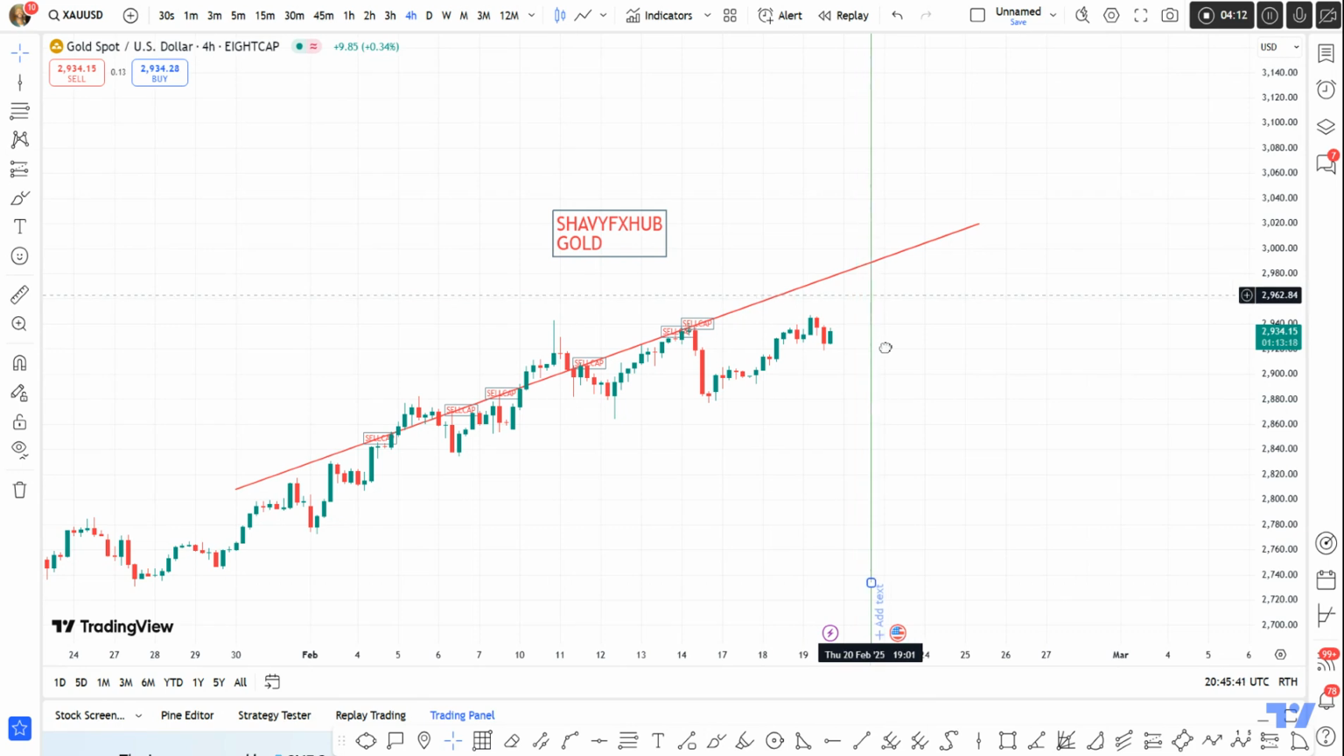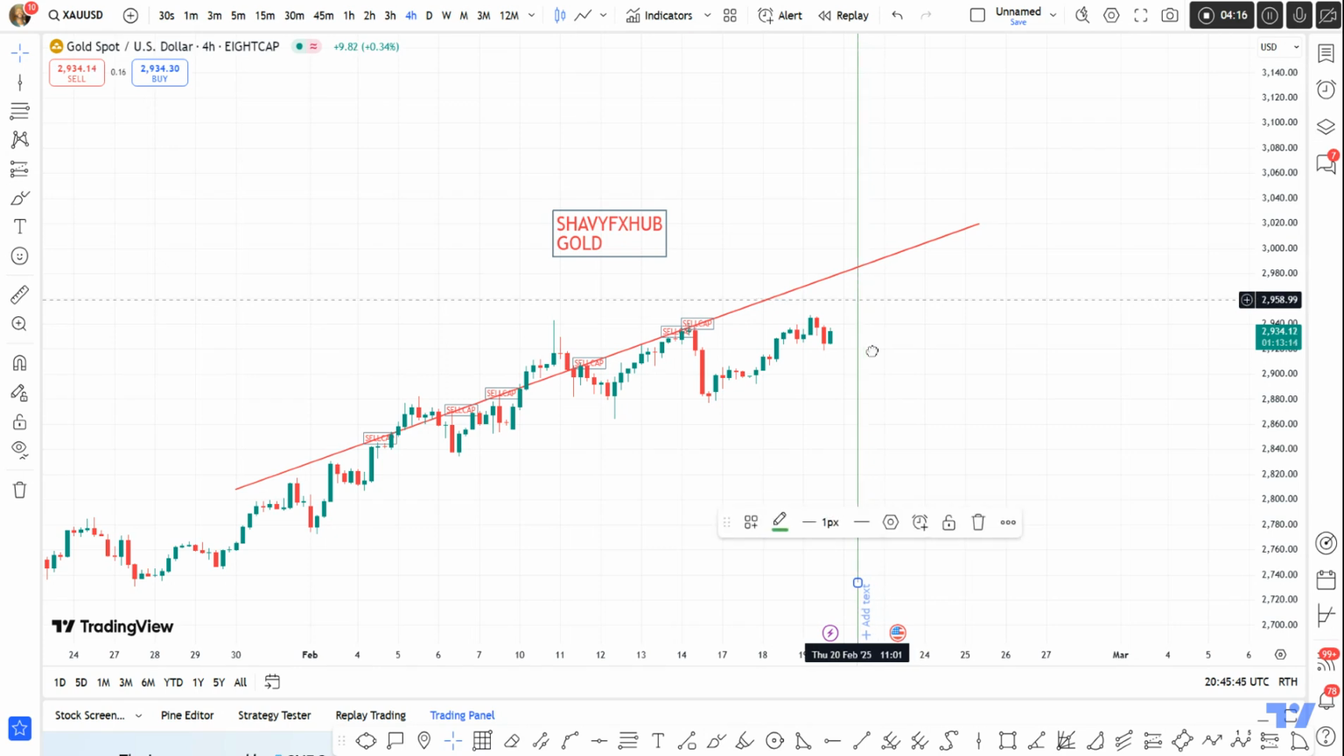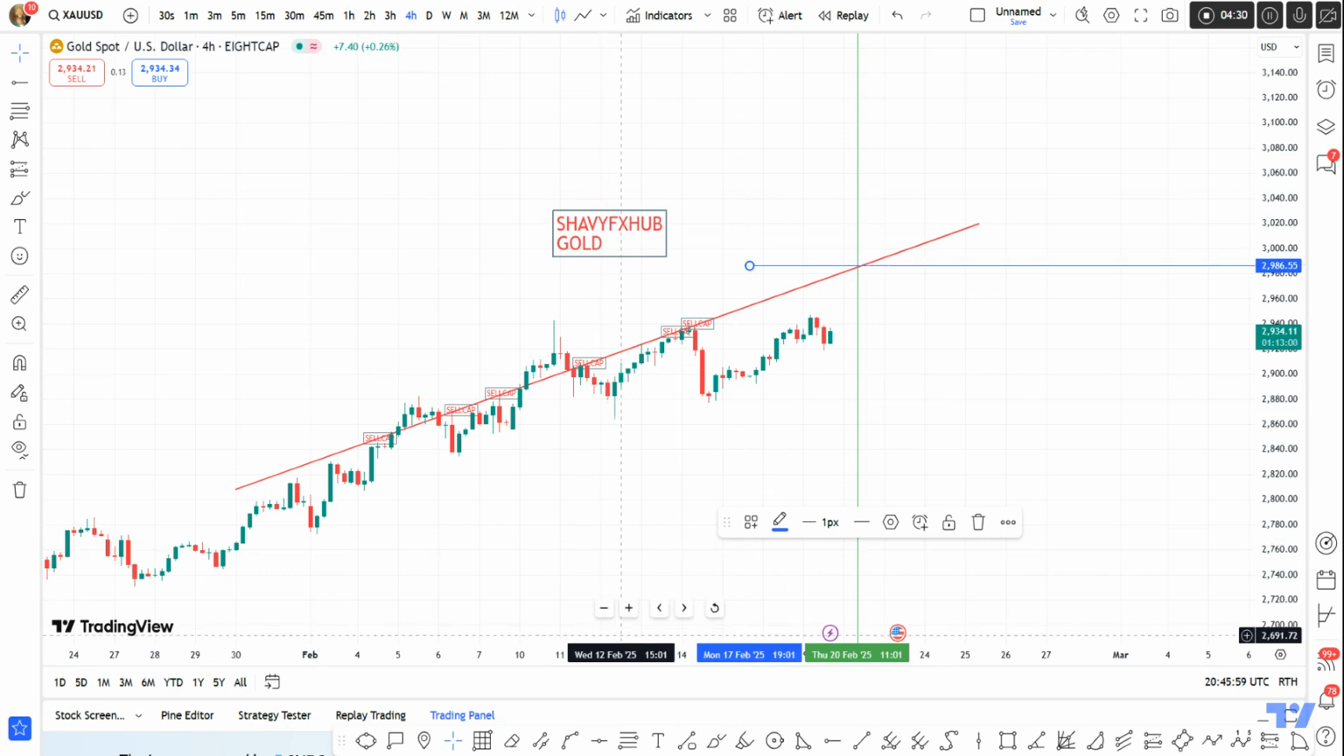New York time is from 11. This is 4 hours. From 11, 12, 13, 14. So what it means is that in New York, if price makes its way to this place, this will be your new sell zone on New York time, 2,986.